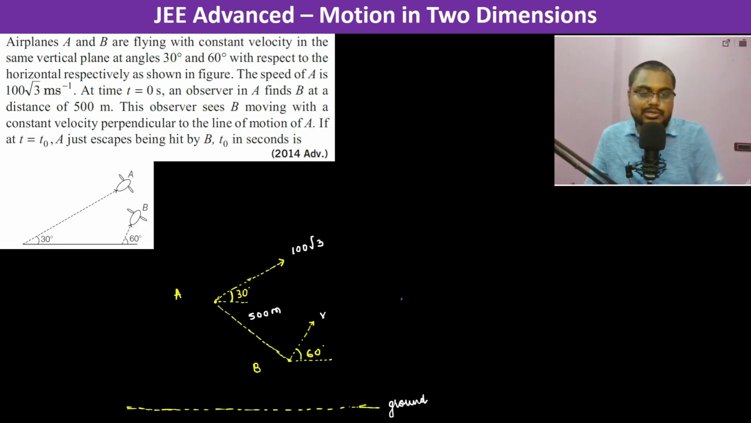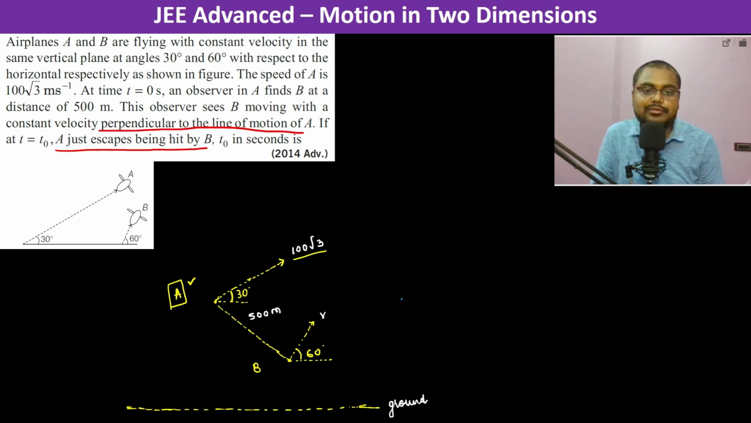Okay, so this is the situation. A is going with a velocity of 100 root 3 meter per second at 30 degree, and A is at some height. B is also at some other height. The distance between them is 500 meter, and the velocity of B is at 60 degree with respect to the horizontal. So now what A is observing is that B is coming directly to him, because A just escapes being hit by B. So almost it's in this direction only, and at the same time it is moving at a constant velocity perpendicular to the line of the motion of A.